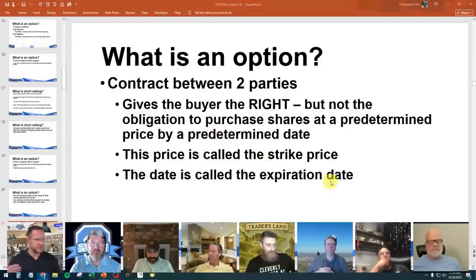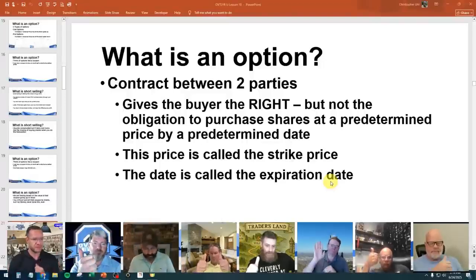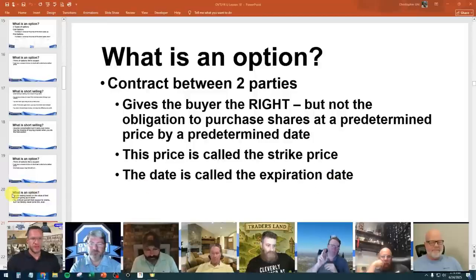Is this starting to make sense? Are we starting to click on what the basics of an option is? Give me a thumbs up if you understand. Cool. In the chat, give me a number 2 if you're understanding.